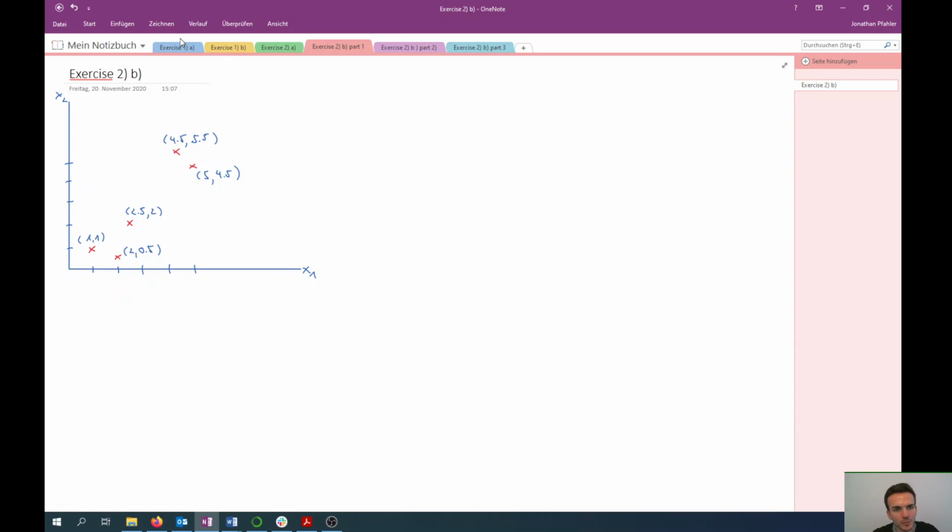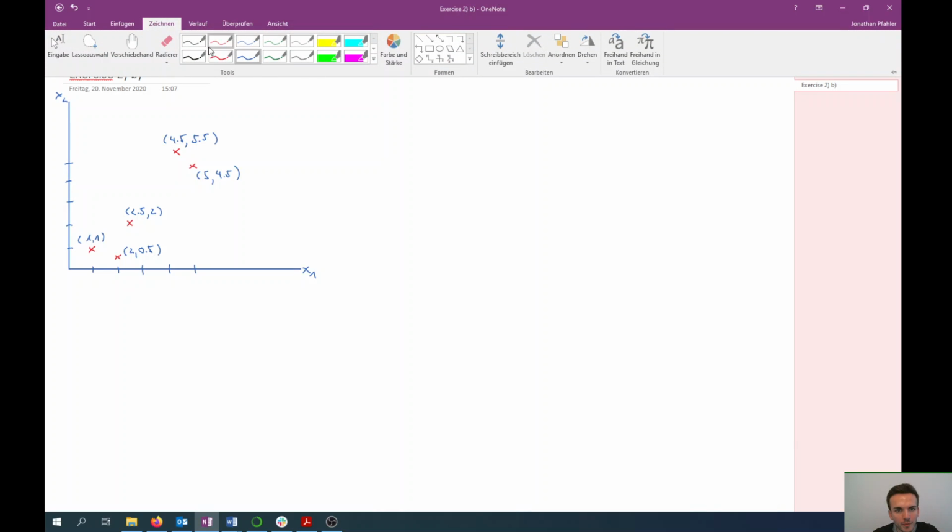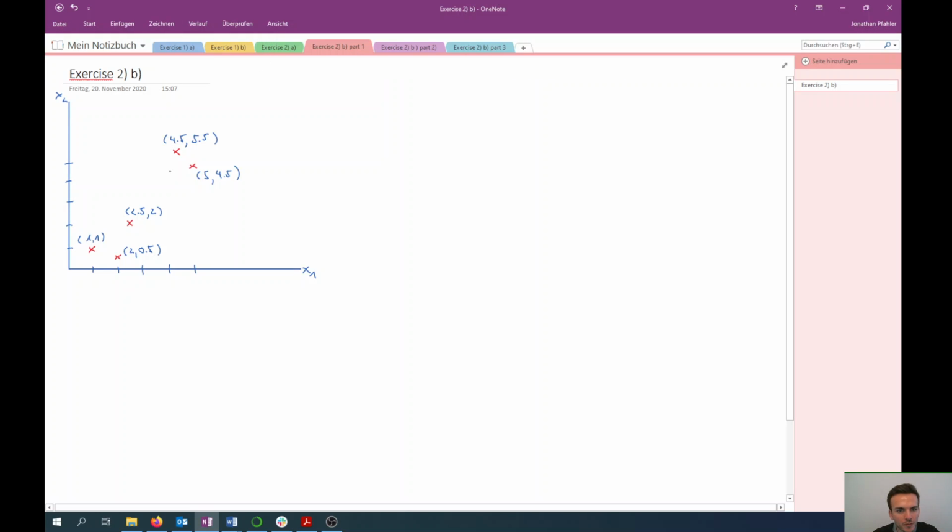Next I will note above every point the y value. So this is here, y is equal to 10, here y is equal to 7, here y is equal to 8, here it's equal to 3, here y is equal to 4.